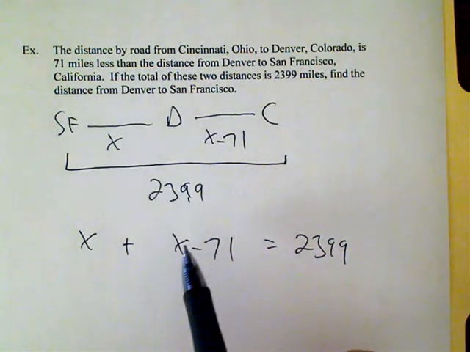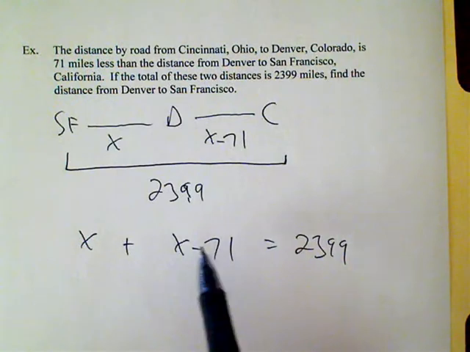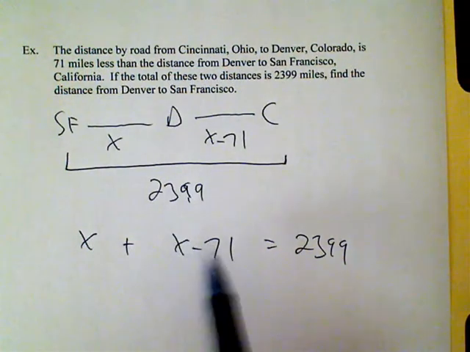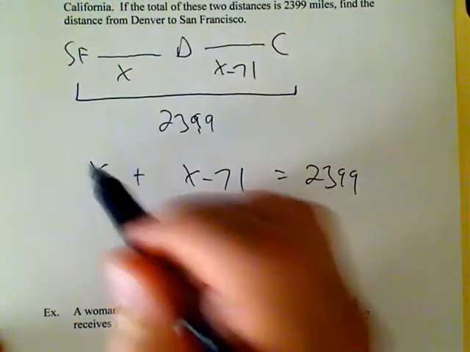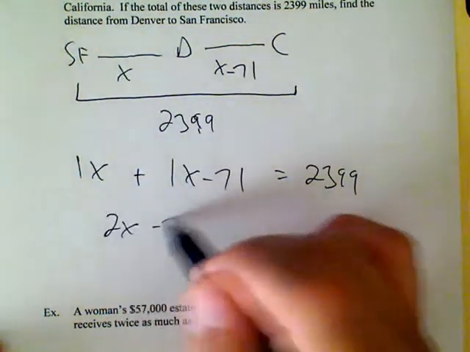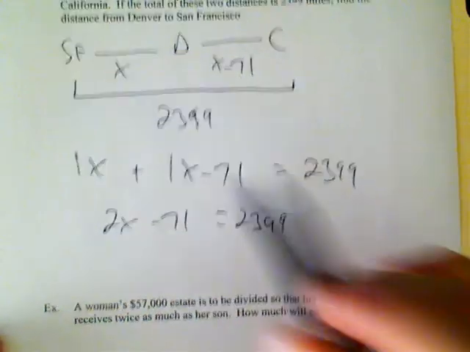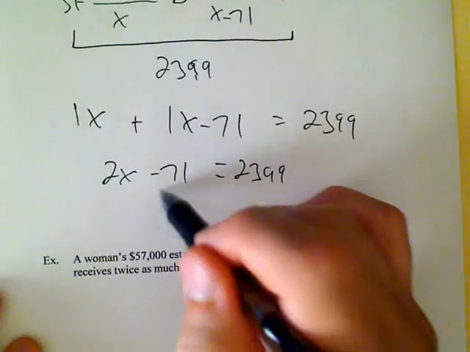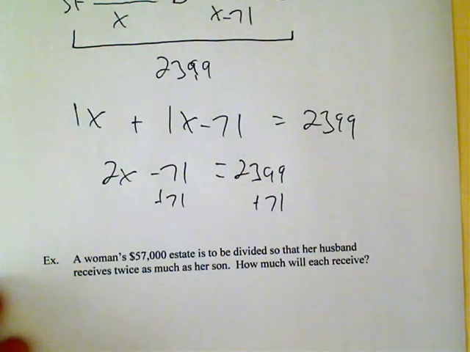That's my equation. Notice the two x's. This x represents this distance. This x, I need to include it for this one because it's 71 less than that x. So it's a totally different distance. To solve, you might want to think of those as being 1x's. 1x plus 1x is 2x, minus 71 equals 2,399. I'm going to isolate the x term by adding 71.